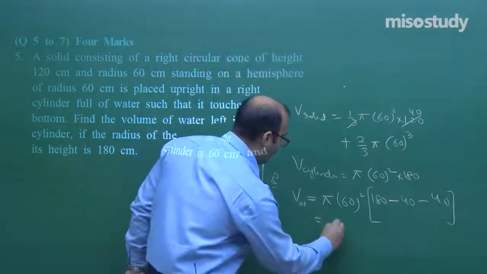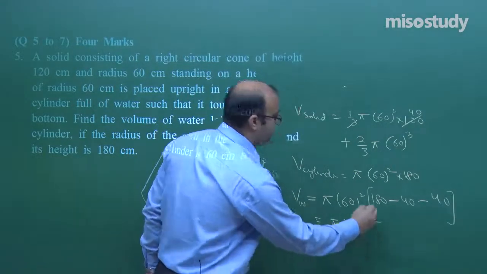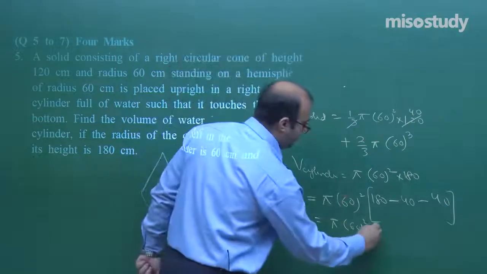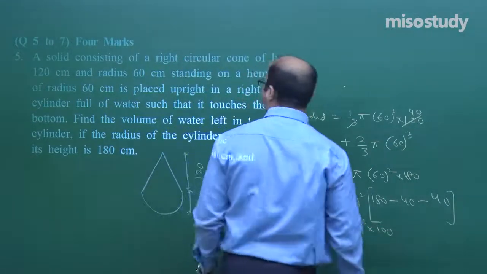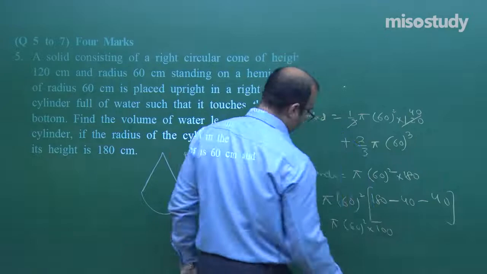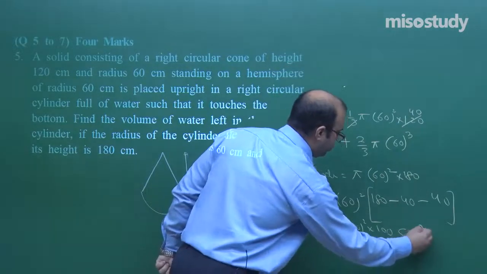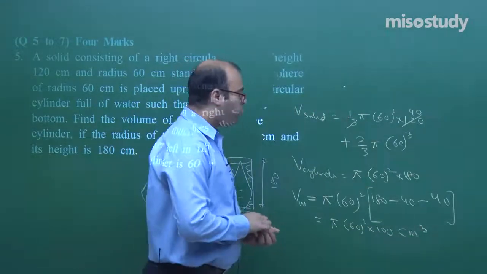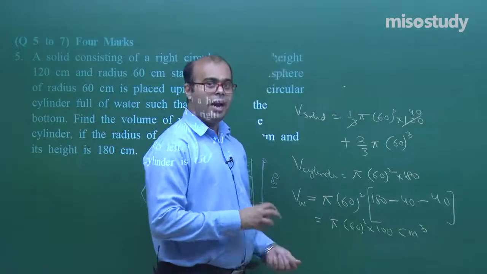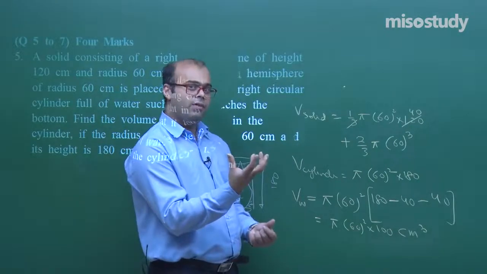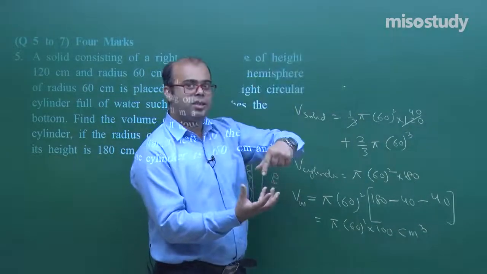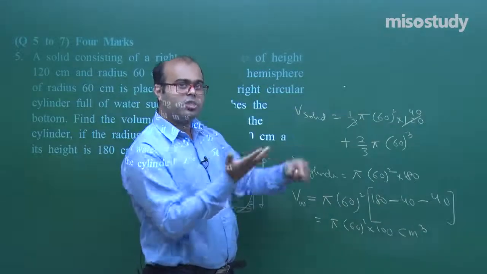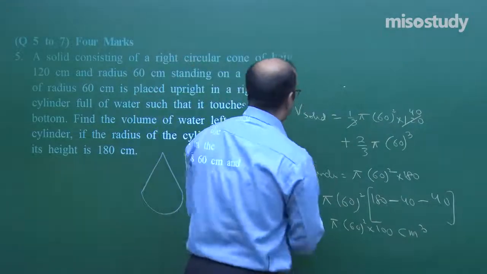So you can say pi into 60 square into 100, and this is again in centimeter, everything is in centimeter, so centimeter cube. This is the volume of water which will remain in that particular cylindrical vessel, after that solid is inserted into it till the bottom touches the bottom of the solid.